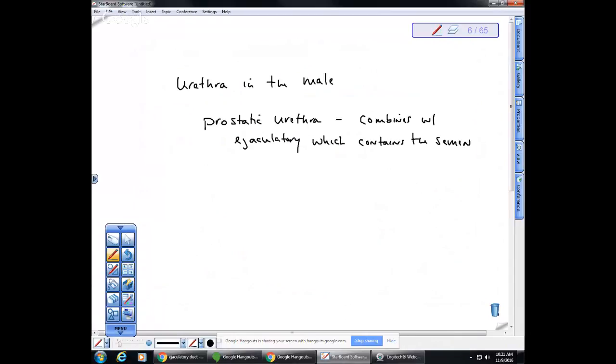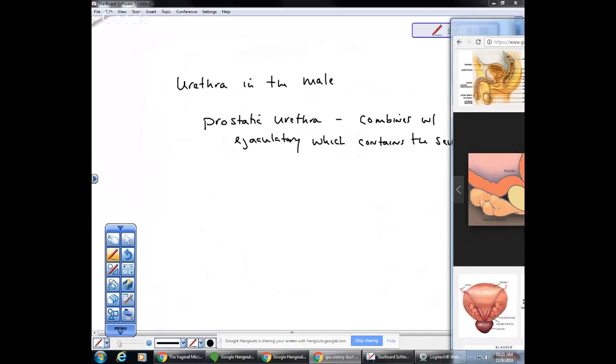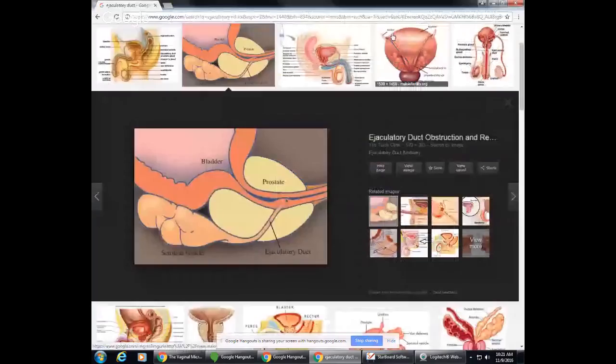So if we look at this in an image, I found a good image of this online because it's kind of hard to think about it by looking at some of the images in your book. So this is the bladder, right? And so the urethra that comes out of the bladder immediately starts going through the prostate, right? So the prostatic urethra is the first part.